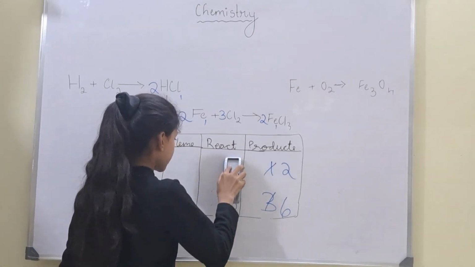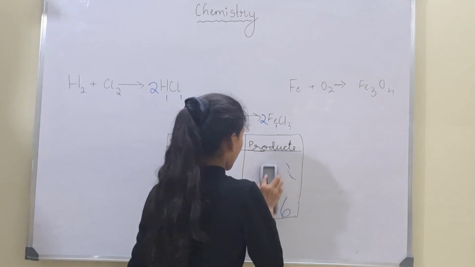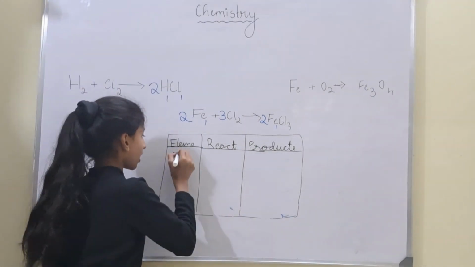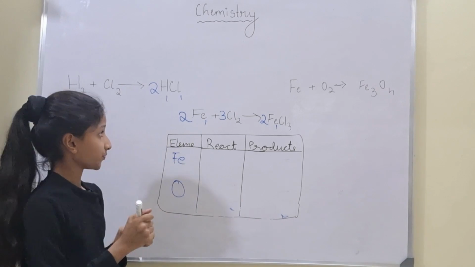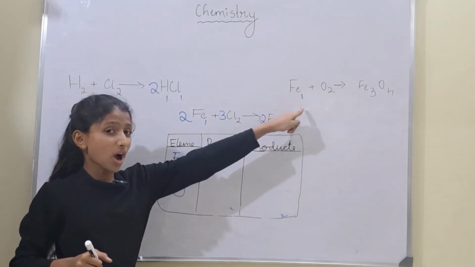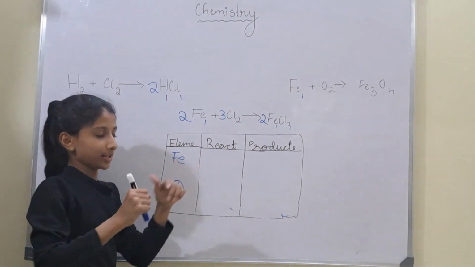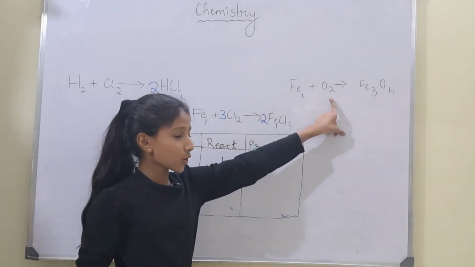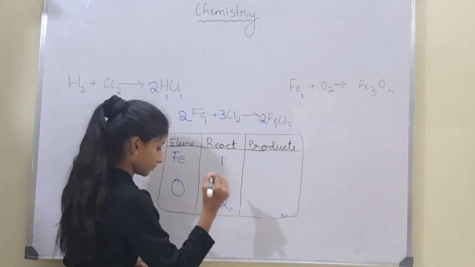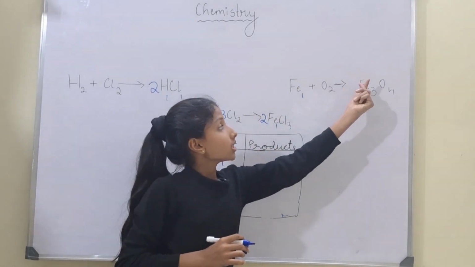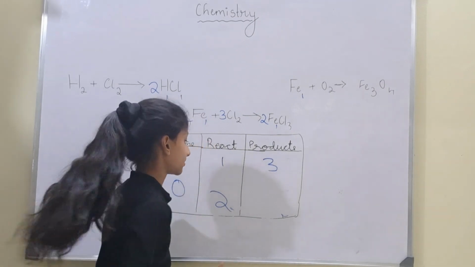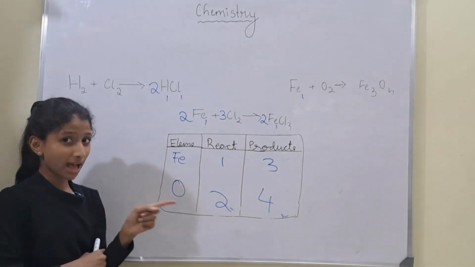In that equation, it's the same. There are 2 elements, iron and oxygen. On the reactant side, for iron, if nothing is there, we'll consider it as 1. There is 1 atom on the reactant side for iron. So I'll write 1. As for oxygen, it is 2. And on the product side, the number of atoms for iron is 3. For oxygen it is 4. Now, is it a balanced equation?